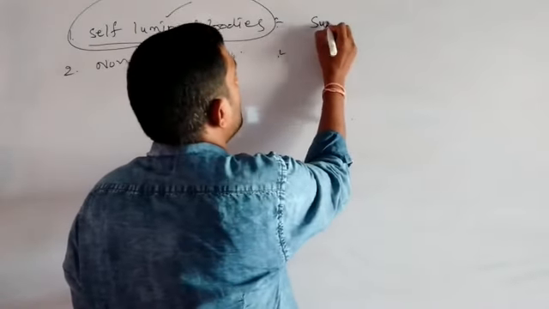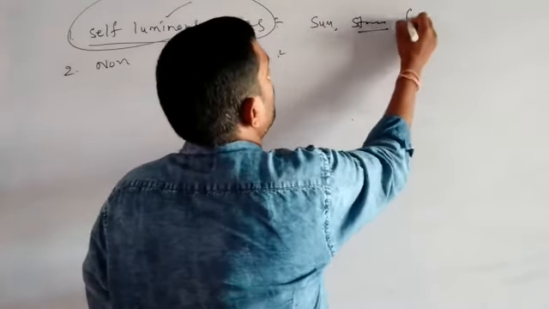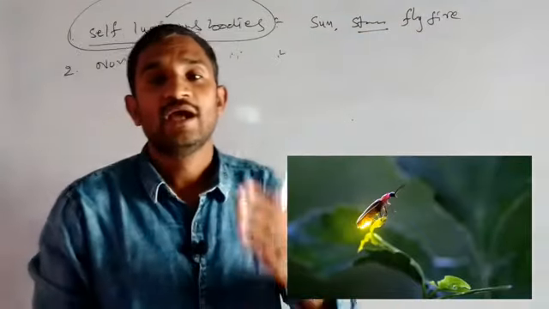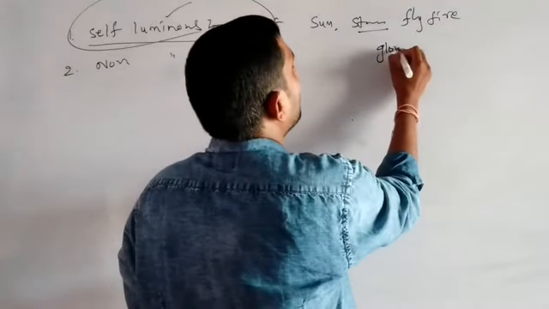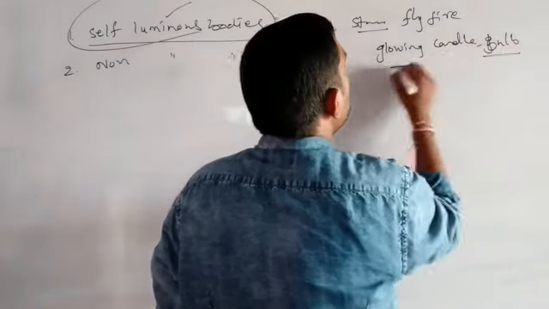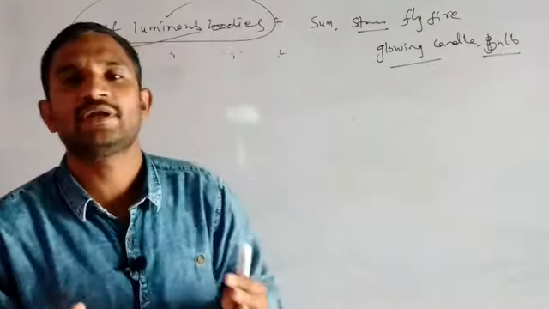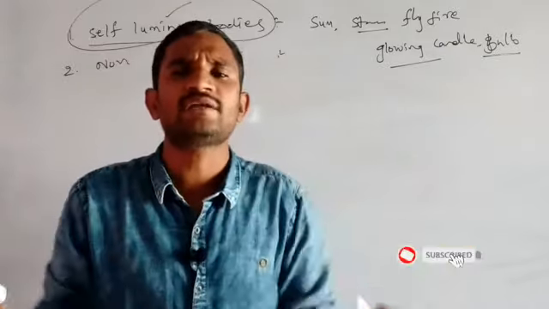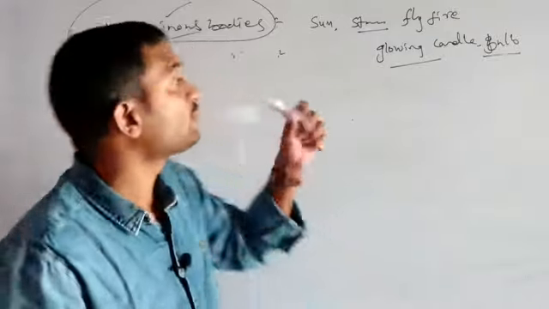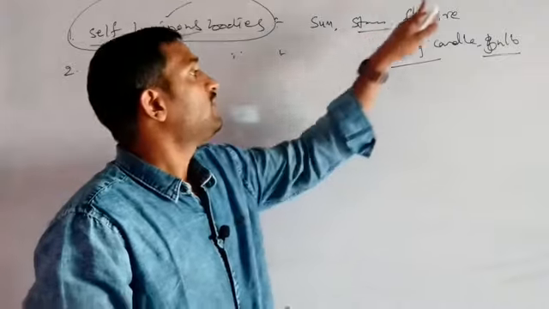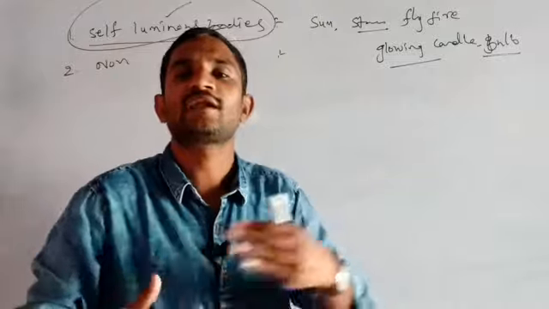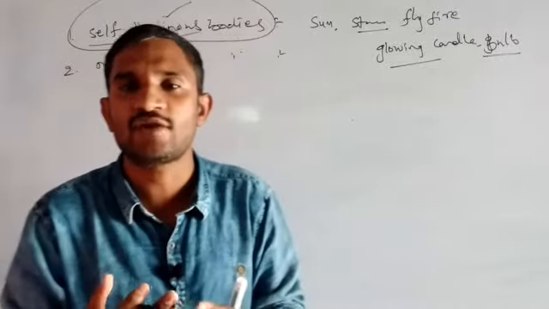Examples are the sun, stars, firefly, fire. These are also examples of self-luminous bodies. Like that, a glowing candle and a glowing bulb are also examples. These objects do not depend on any other objects. They release light energy by themselves only.